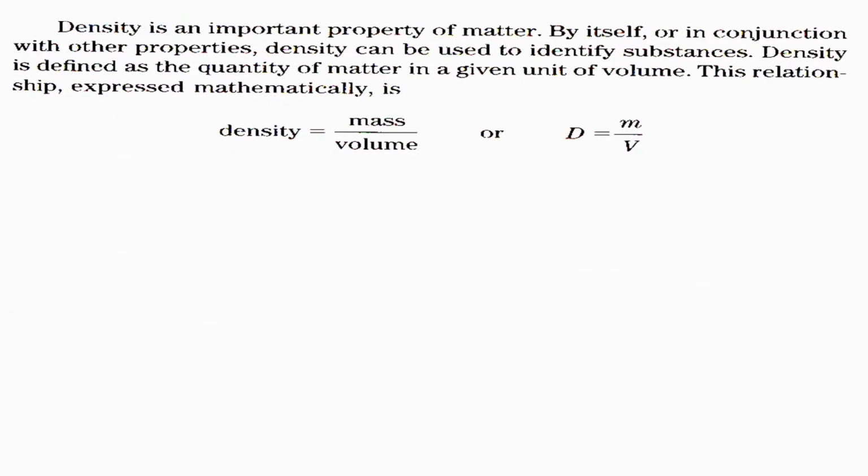Density is an important property of matter, by itself or in conjunction with other properties. Density can be used to identify substances. Density is defined as the quantity of matter in a given unit of volume. This relationship is expressed mathematically as density equals mass over volume, or D = M/V.